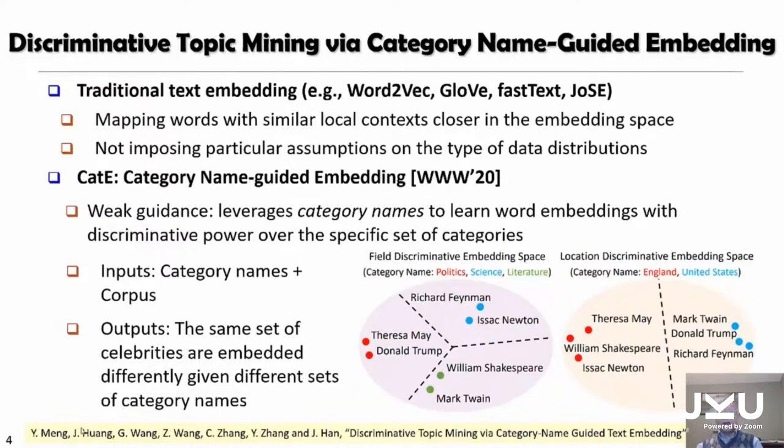However, if you look at the six examples here, these six people, if we are discussing politics versus science versus literature, likely Theresa May and Donald Trump should be closer together because they are both politicians. However, if you are discussing England versus United States, you probably see Theresa May, William Shakespeare, and Isaac Newton should be embedded together because they are all from England. So can we get a method which can respond to some human guidance in the embedding space?